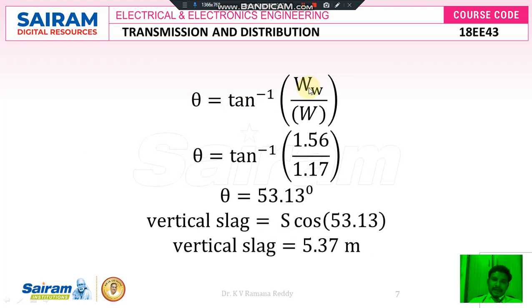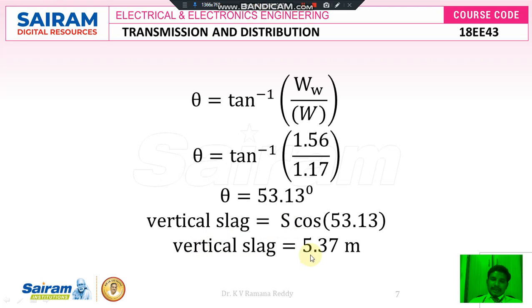Therefore theta is equal to tan inverse of W suffix W divided by W. So W suffix W is 1.56 divided by W, 1.17. After simplification, theta is equal to tan inverse of 1.56 divided by 1.17. Here we got the answer: theta is equal to 53.13 degrees. Therefore vertical sag is equal to S into cos theta. So with theta equal to 53.13, finally the vertical sag is equal to 5.37 meters.